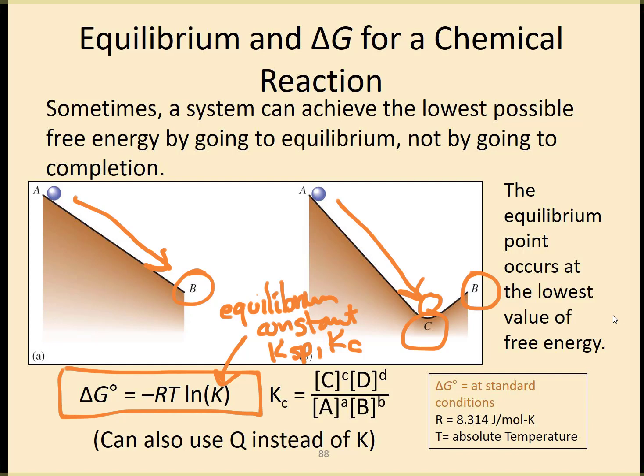So remember, if you have coefficients balancing an equation, they become exponents. You also can use Q instead of K. So if you had a situation where you didn't know if it was at equilibrium or not, you could also use a Q. And this is where we use that very first value of R.